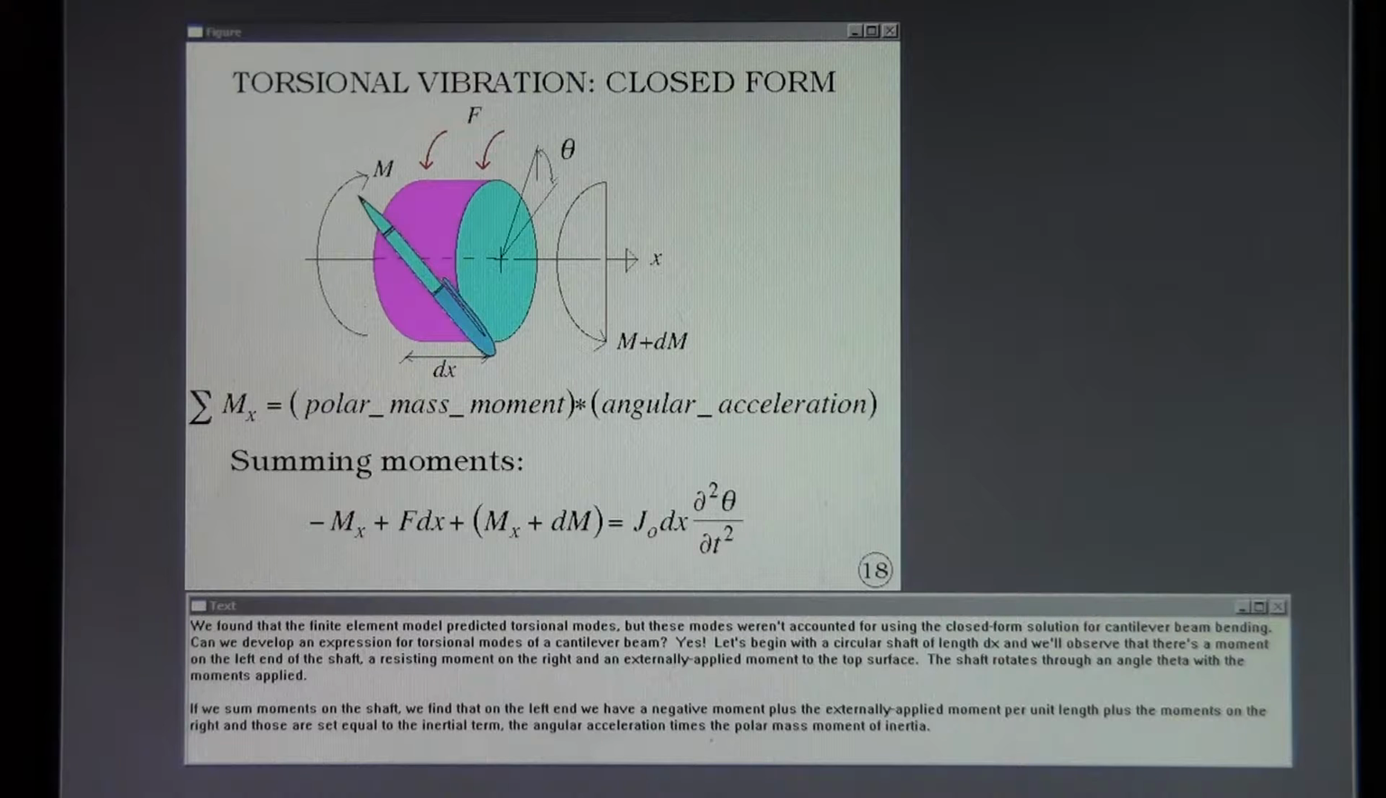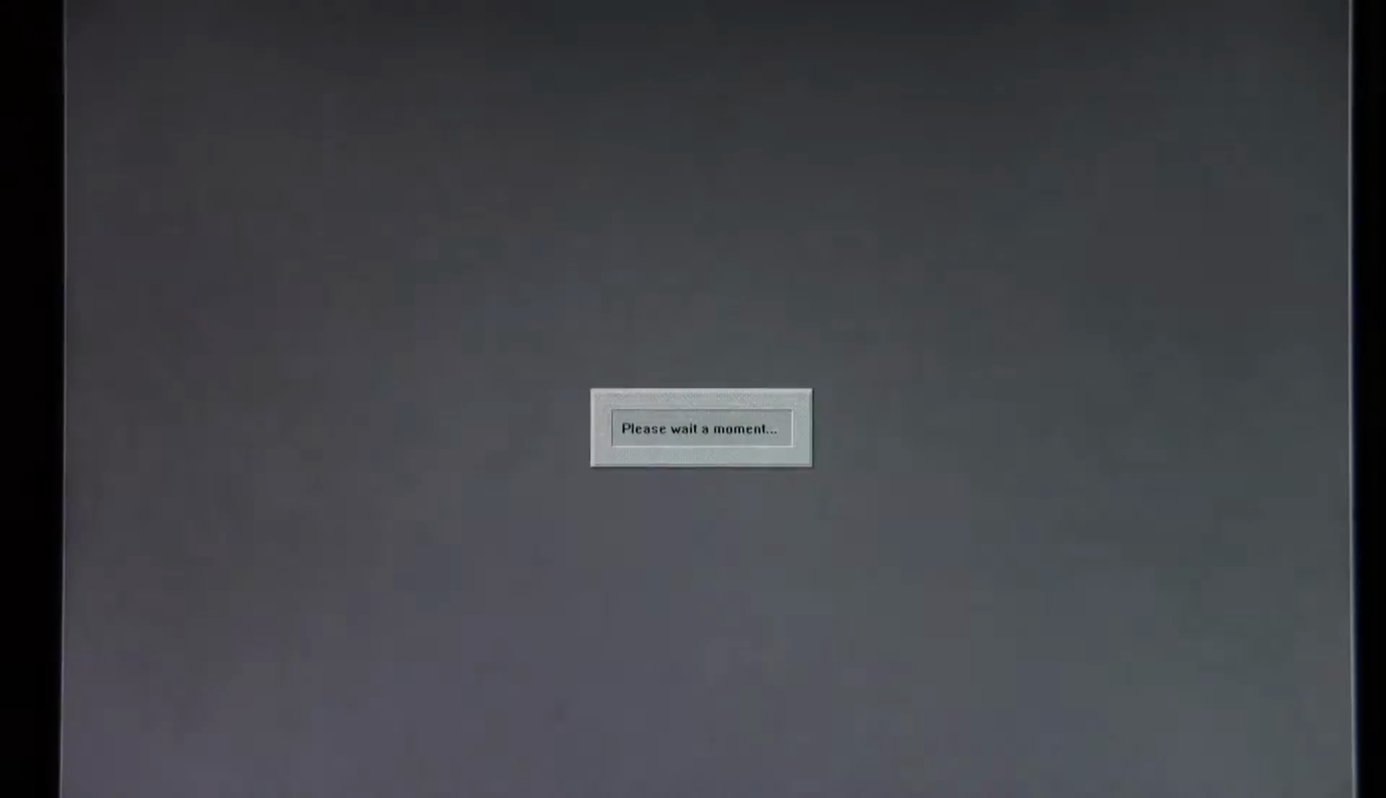If we sum moments of the shaft, we find that on the left end we have a negative moment plus the externally applied moment per unit length plus the moments on the right, and those are set equal to the inertial term, the angular acceleration times the polar mass moment of inertia.